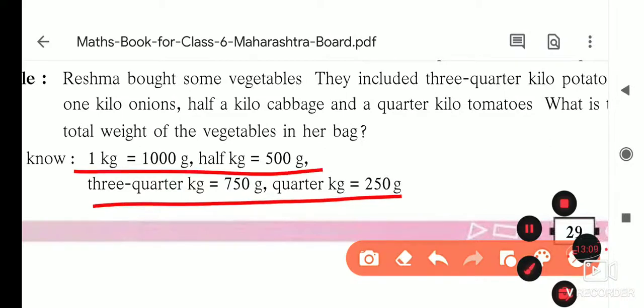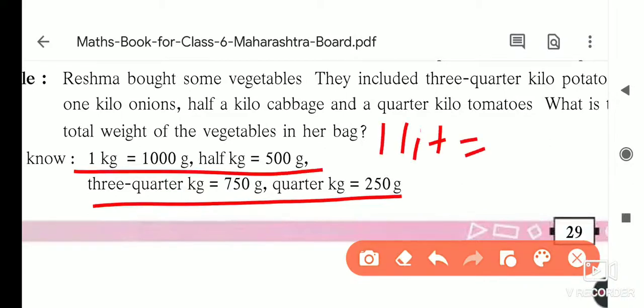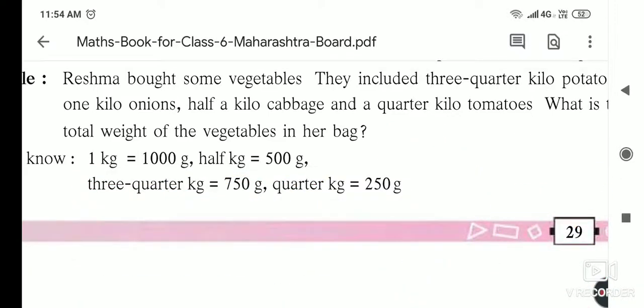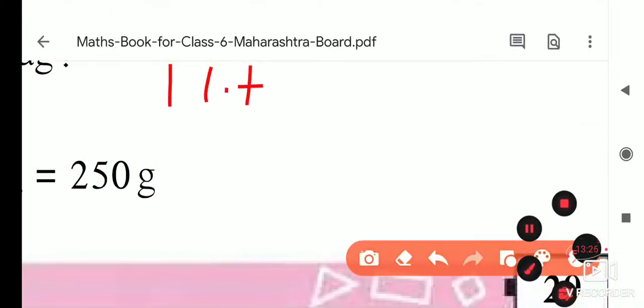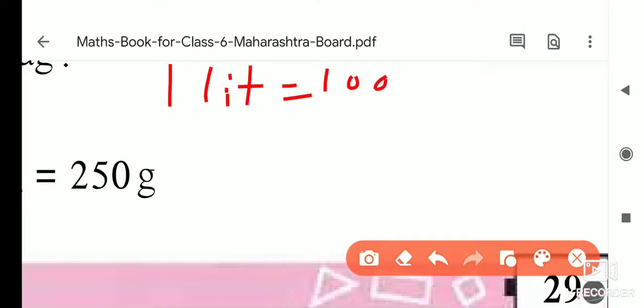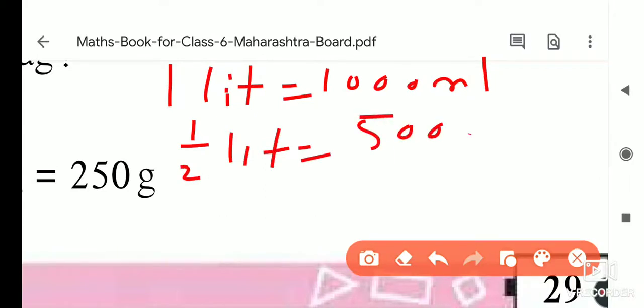Same thing is there if liters example is there. 1 liter is equal to 1000 ml. Okay. Then half liter. Wait, I will just move. So 1 liter, sorry, milliliter, ml, 1000 ml. Half liter is equal to 500 ml. Just I told you in the kg only. So once half we have done here.